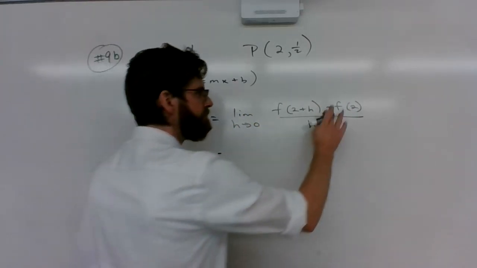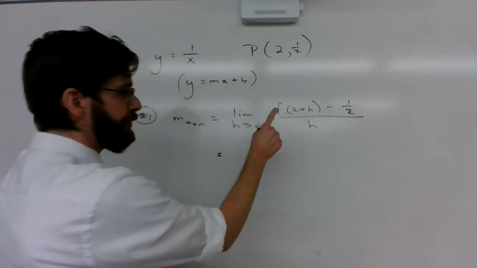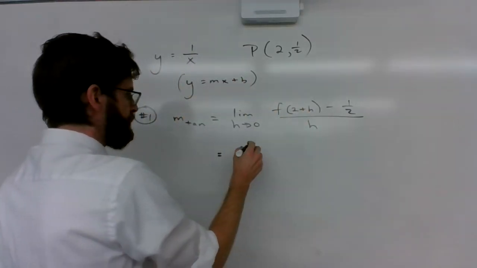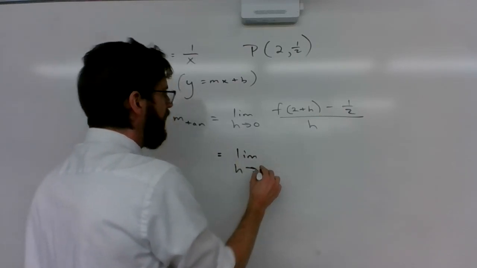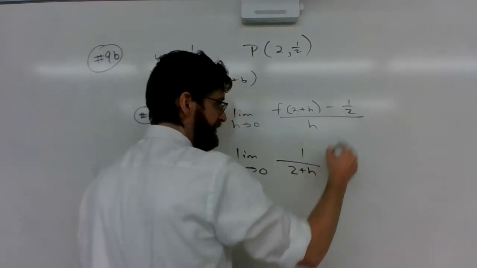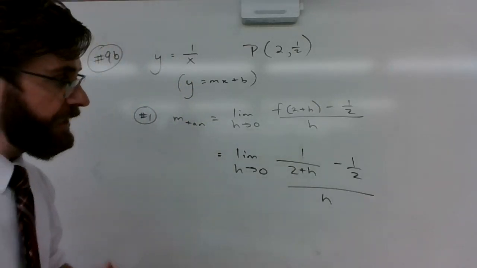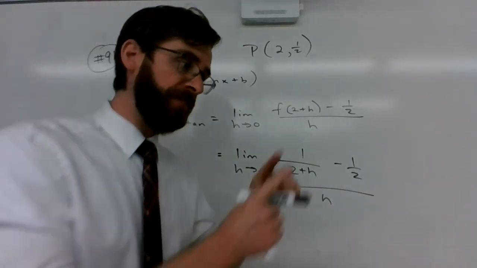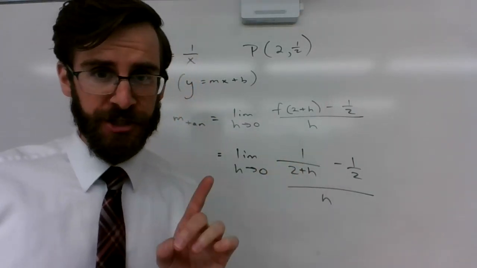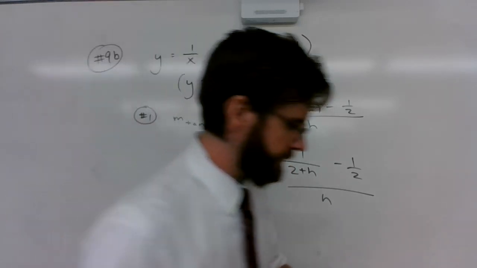Can I just do that right now? Why not? So then now you're doing 2 plus h in place of every single x value here. So it's going to be the limit as h approaches 0 of 1 divided by 2 plus h minus a half, all divided by h. So now this would probably be an appropriate time to go off to the side and do some scratch work to get this to simplify down to one fraction, one numerator, one denominator, not this messiness.